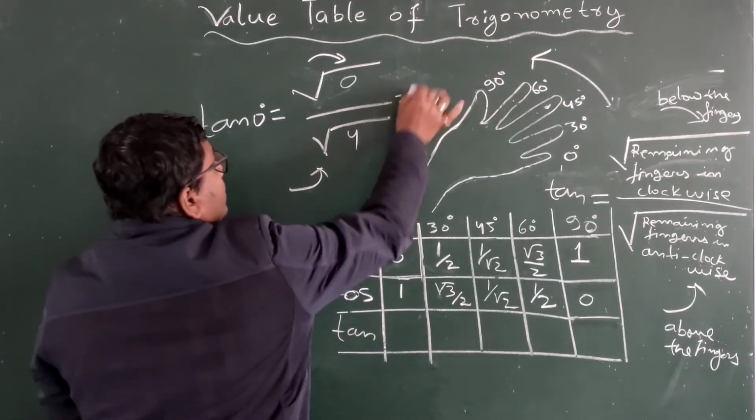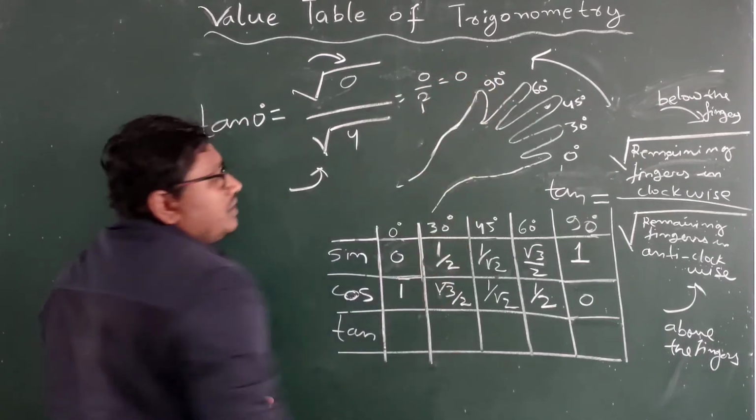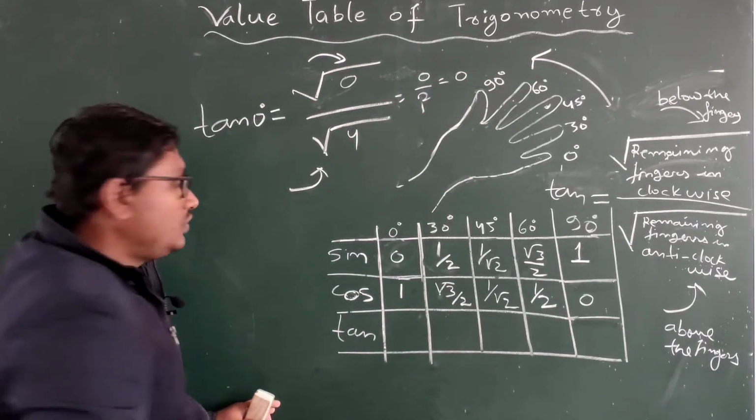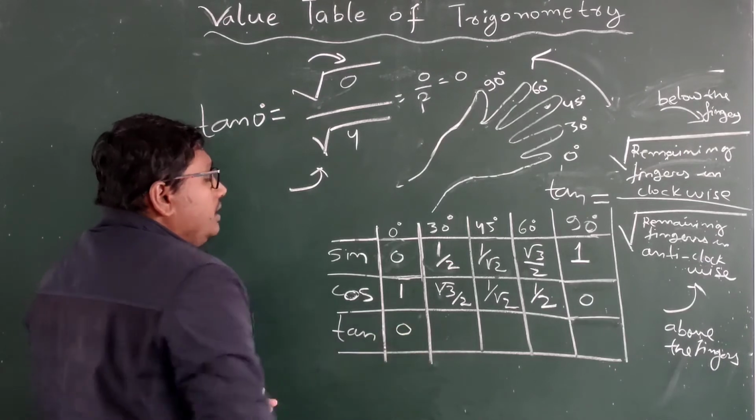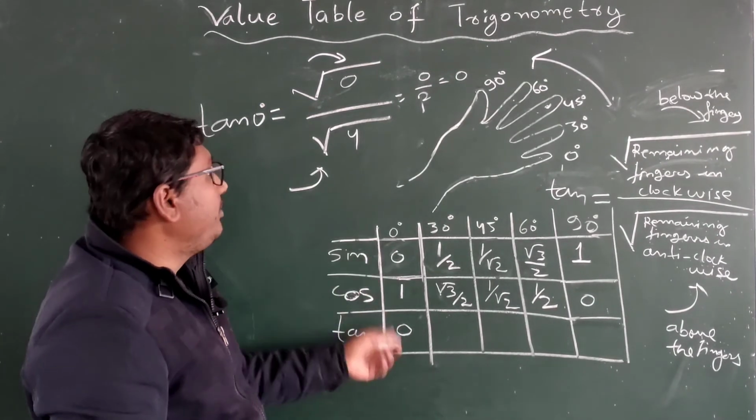So what will be the value? 0 will be 0 only. 0 by 2 is equal to 0. So it will be 0. So tan 0 degree will be 0.